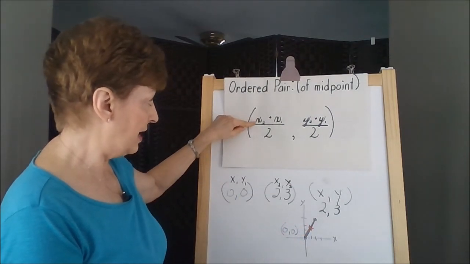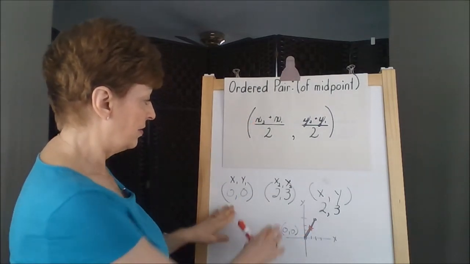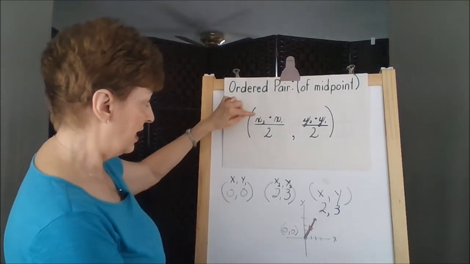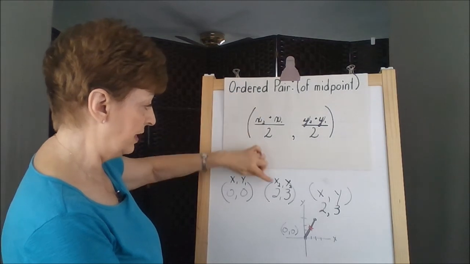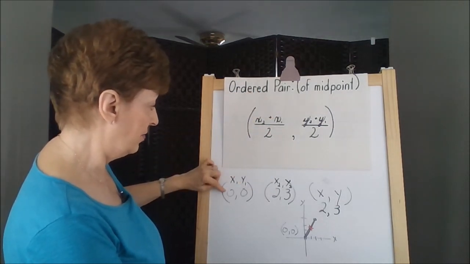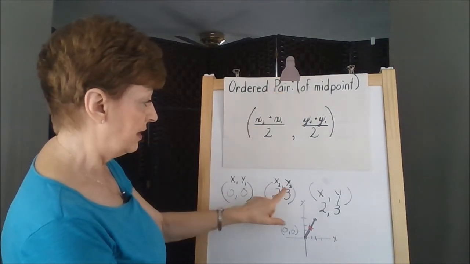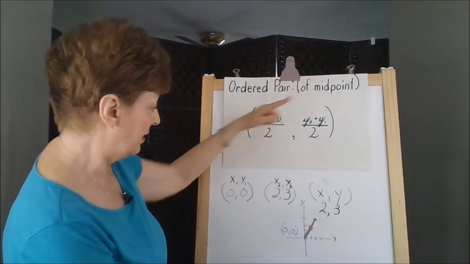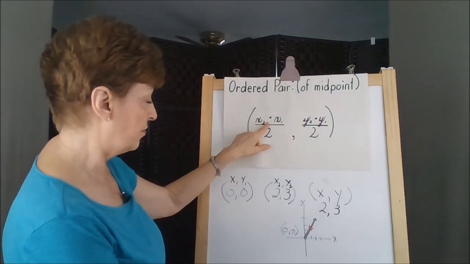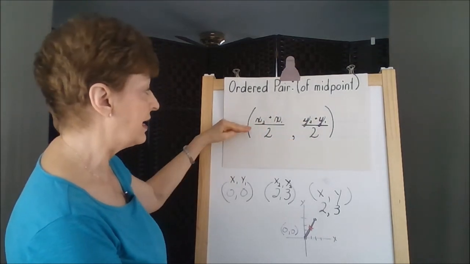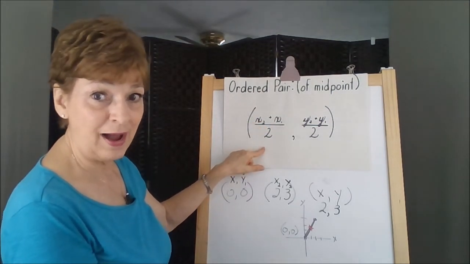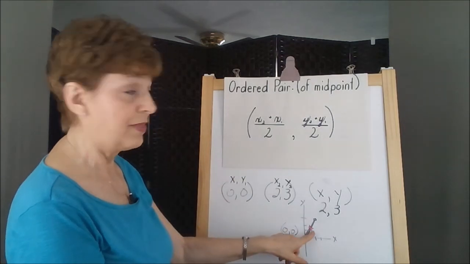So you're going to be able to take your ordered pairs, plug in the numbers as you see them. x2 would be this one, plus x1 would be this value, y2 here, and y1 would be here. Then you're going to follow the directions of your formula, add those together, and divide by 2. That will give you the exact x and y value of the midpoint.